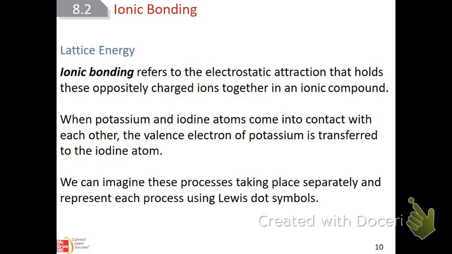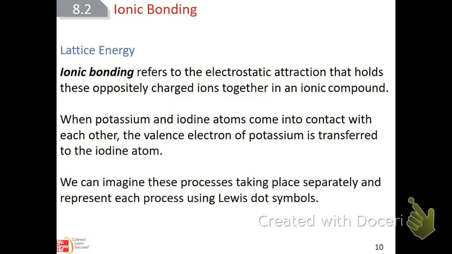You've got to think about the fact that that attraction comes because the positive and the negative are attracted to each other. In the case of the example that you have here, potassium and iodine, potassium wants to lose that electron to become isoelectronic with argon. Iodine needs to gain 1 electron so that it can become more like xenon, that noble gas. When it gains 1 electron, it's going to become negative. When potassium loses its 1 electron, it's going to become positive.